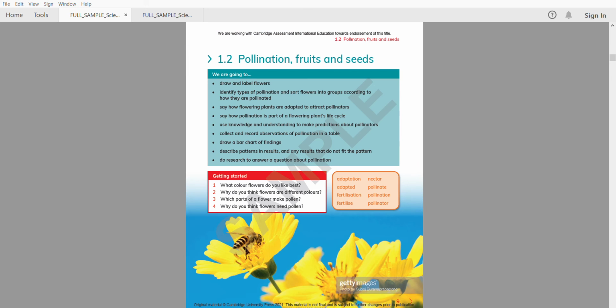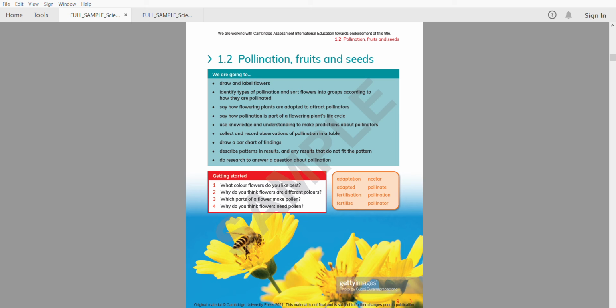We also started our 1.2 lesson about pollination, fruits and seeds. Our first activity was to be familiar with the keywords that we will use for this activity, and these are the adaptation, adapted, fertilization, fertilize, nectar, pollinate, pollination, and pollinator.